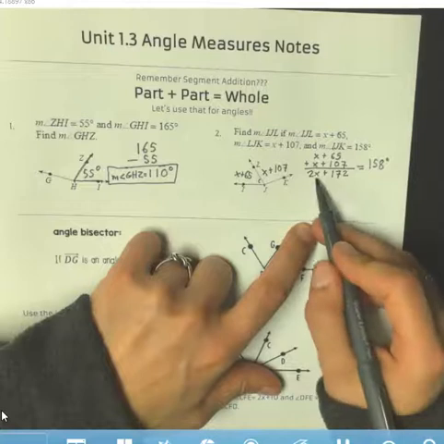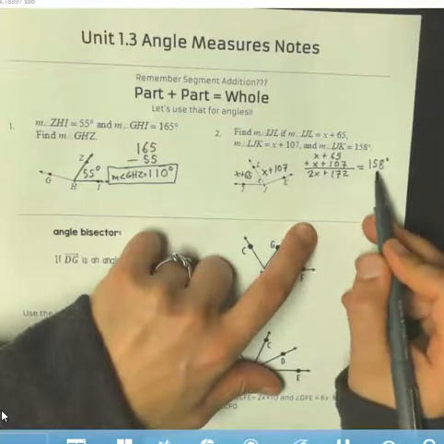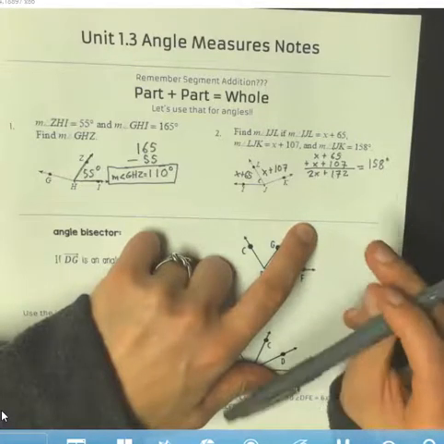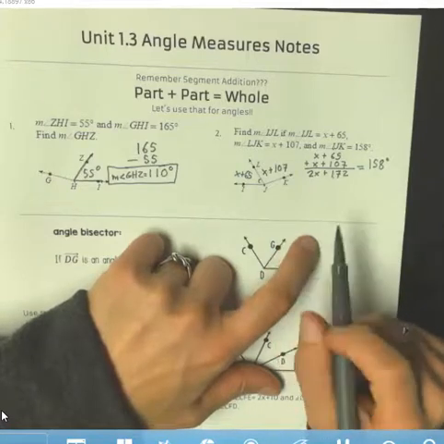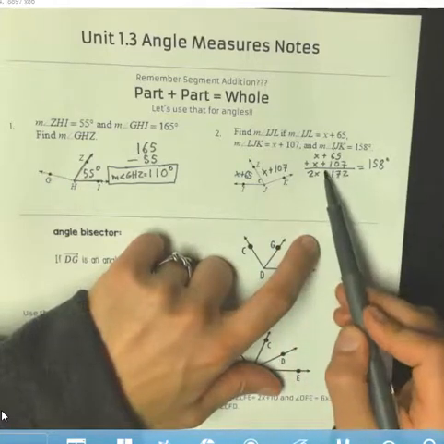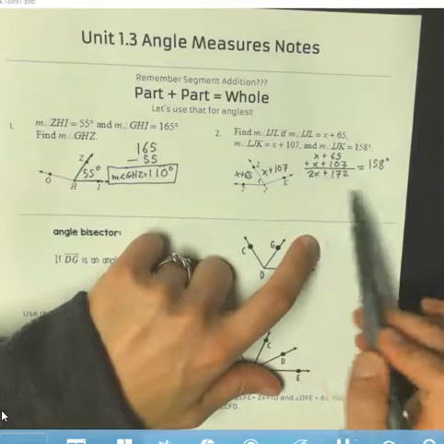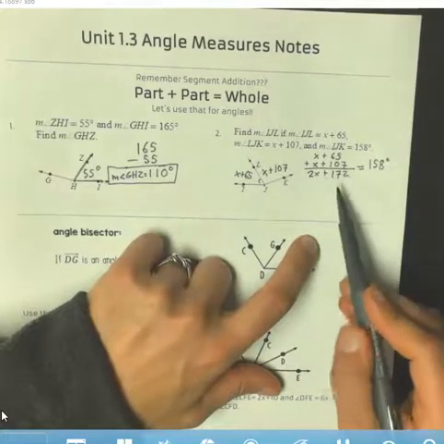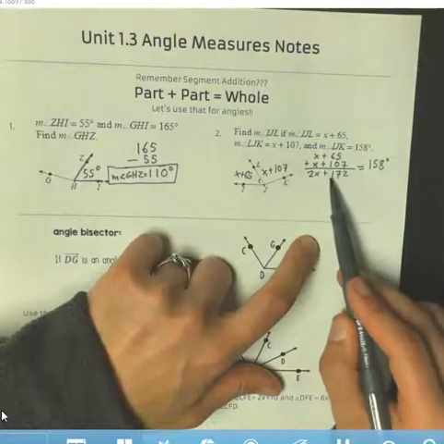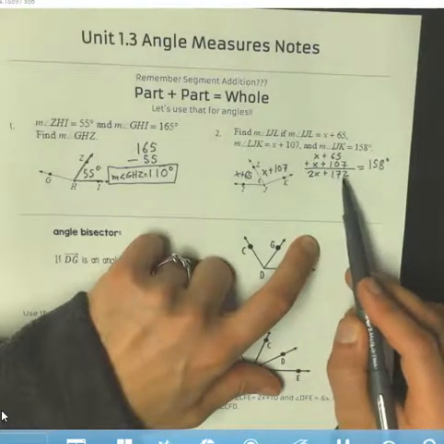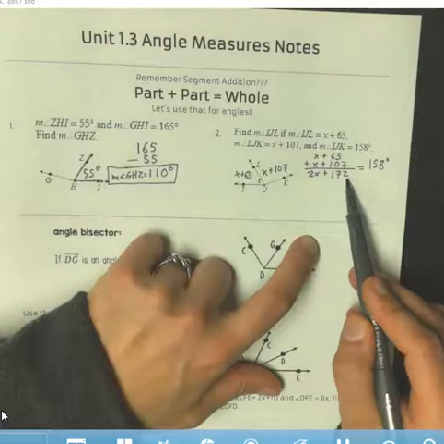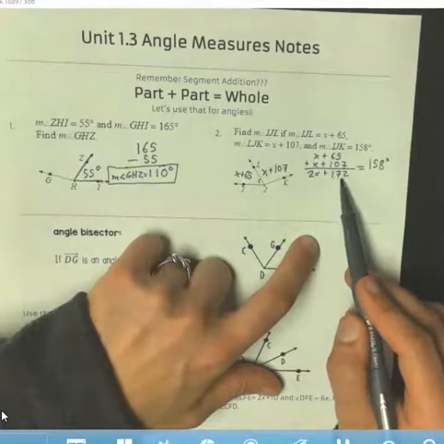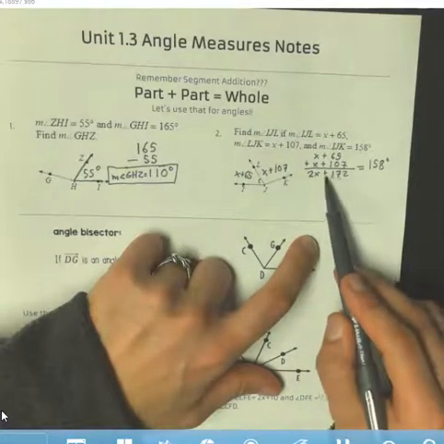So then I got 2x plus 172 equals 158. How do I solve for x? Well, I have to remove all the things that I see with x. First, I start with what's farthest away from x. Farthest away from x, on the same side of the equal sign, is this plus 172. To remove it, I just have to do the opposite of what is happening.